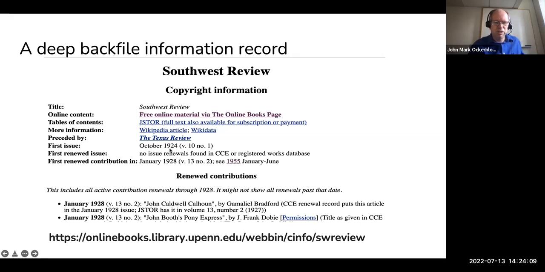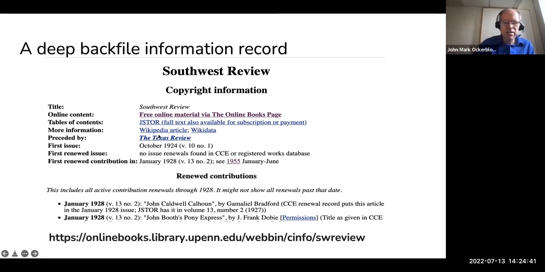We know when it started publishing, and we know from having done some copyright research that there are in fact no renewals made for issues of this serial. However, there were renewals made for some contributions. The first one is from January 1928. So in this particular record, that's all you might see in a basic record. This particular record has been filled out a little bit more because somebody was interested in it. And that includes things like specifics on what contributions were renewed from 1928 and possibly from later on.